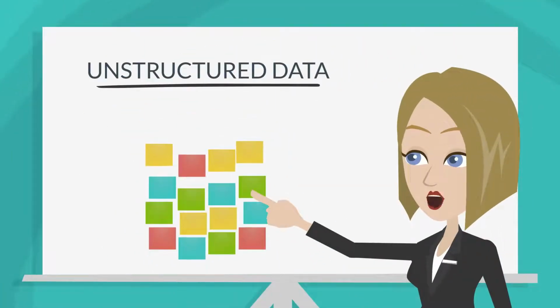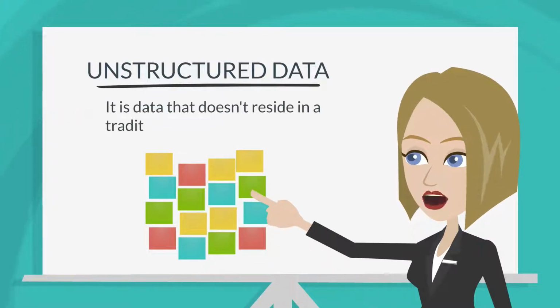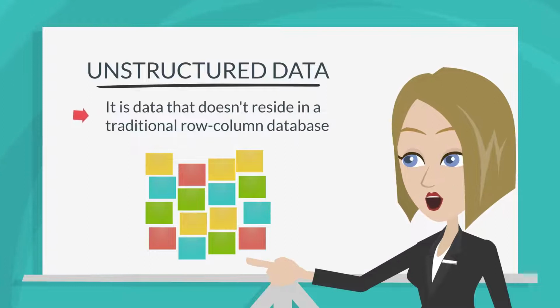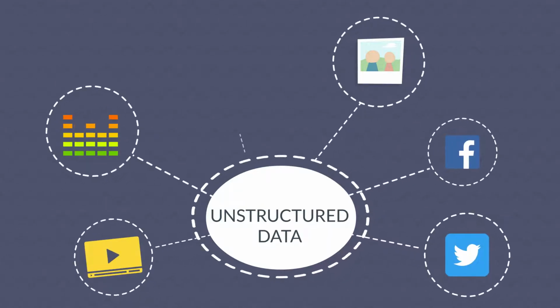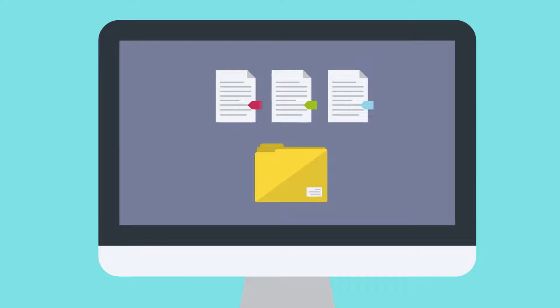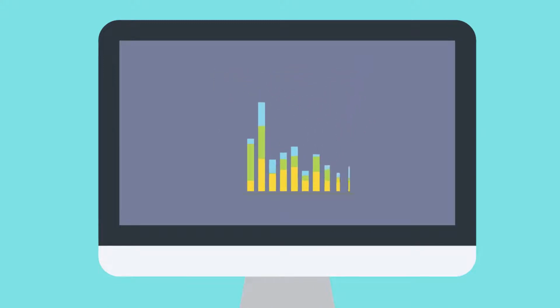Unstructured data, as you might expect, is the opposite of structured data. It is data that doesn't reside in a traditional row-column database. It includes things like images, audio files, video files, social media posts, and emails. Unstructured data is the new frontier for analytics, as all sorts of artificial intelligence algorithms can now be used to make sense of it.